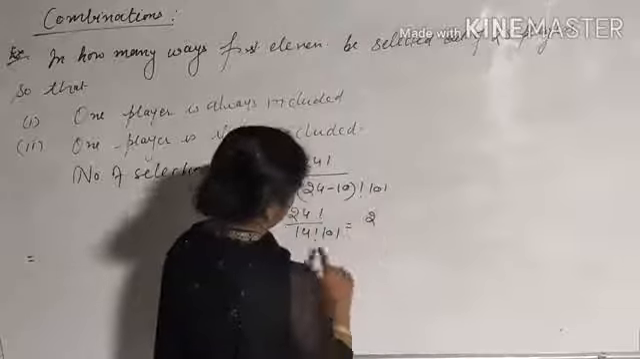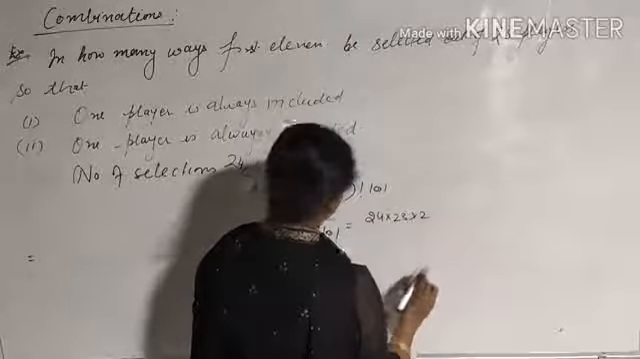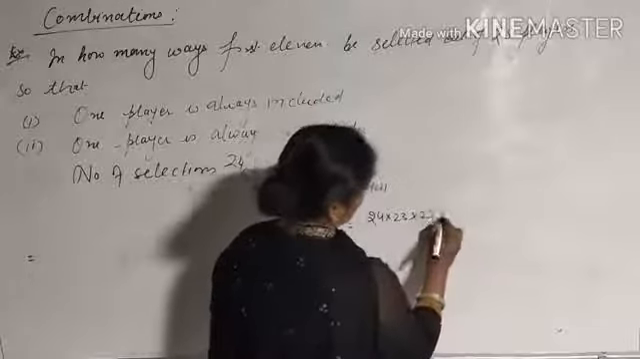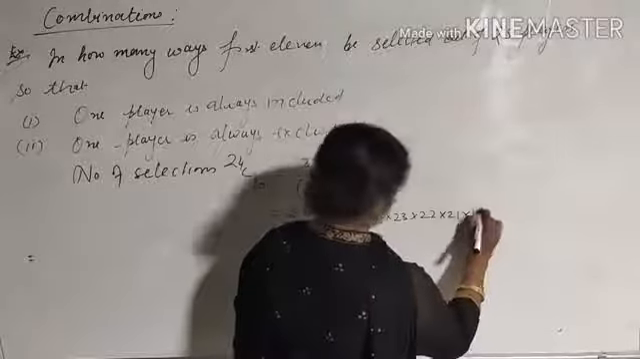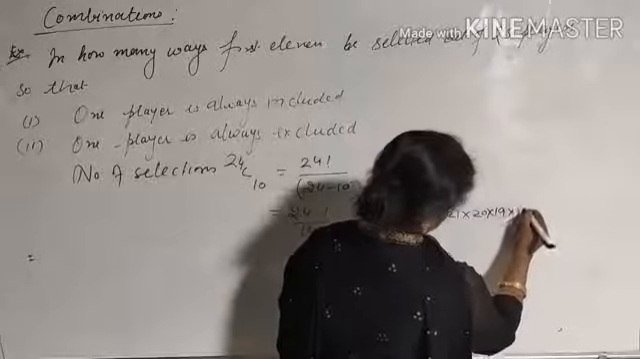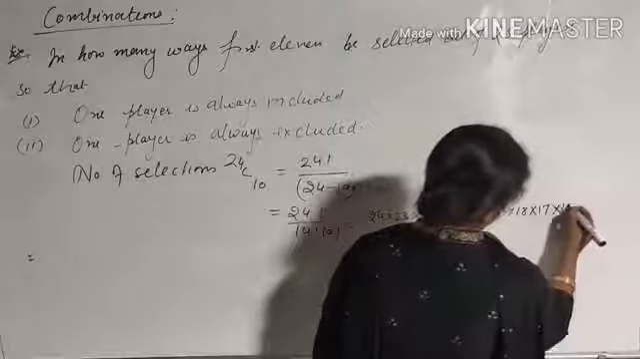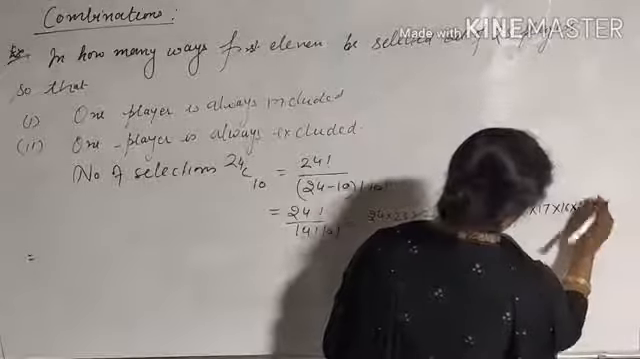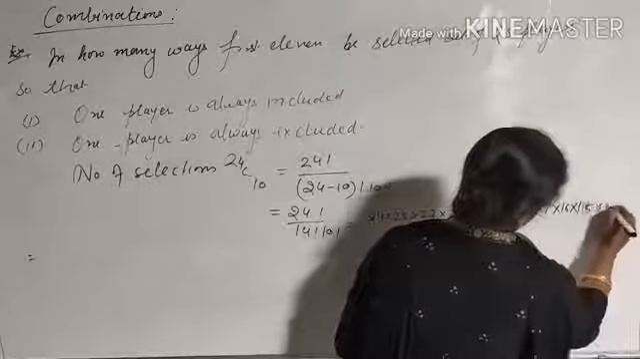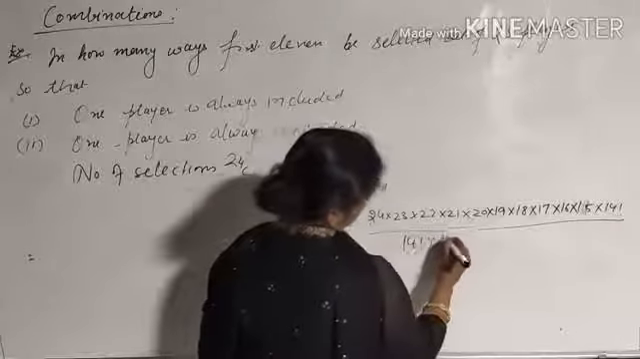This you can calculate as 24, 23, 22, 21, 20, 19, 18, then 17, 16, 15 into 14 factorial divided by 14 factorial into 10 factorial.